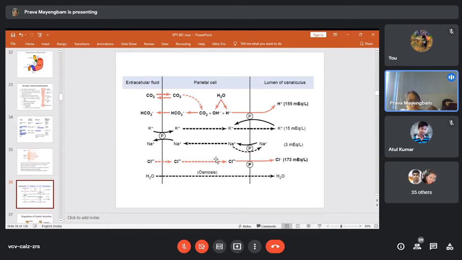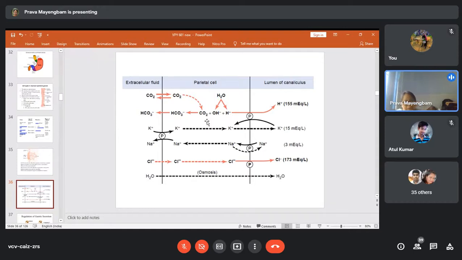Now, how these molecular reactions happen is that the parietal cell receives carbon dioxide from outside of the cell. Carbon dioxide is easily diffusible, so it diffuses from the extracellular fluid into the parietal cell. When more and more carbon dioxide is present, more and more will easily pass into the parietal cell. Water is already present inside each cell, as each cell has some intracellular fluid. That water dissociates into hydroxyl ion and hydrogen ion.